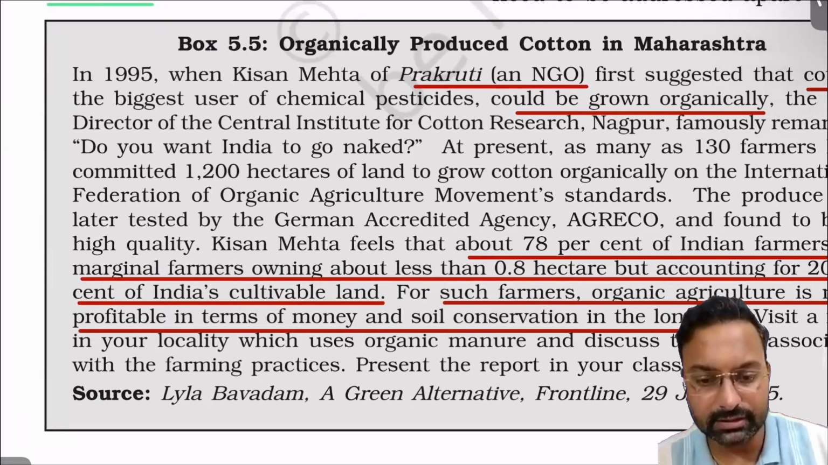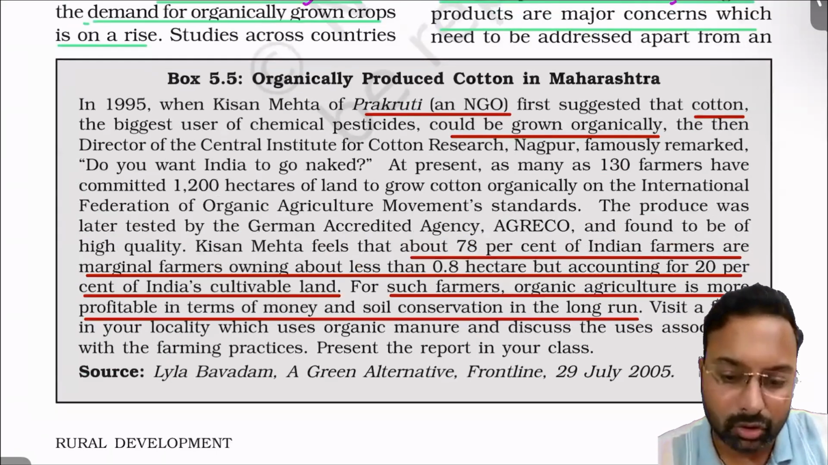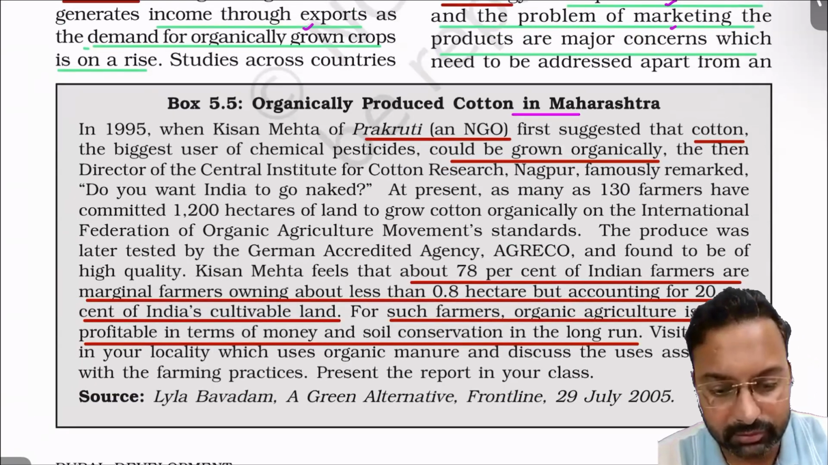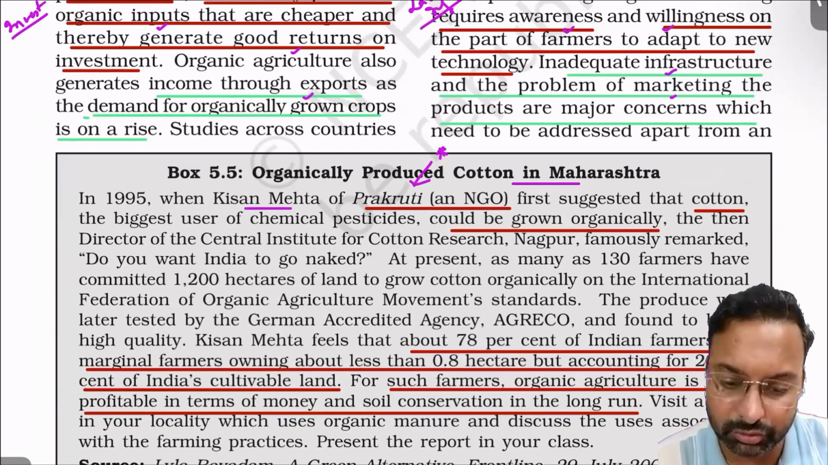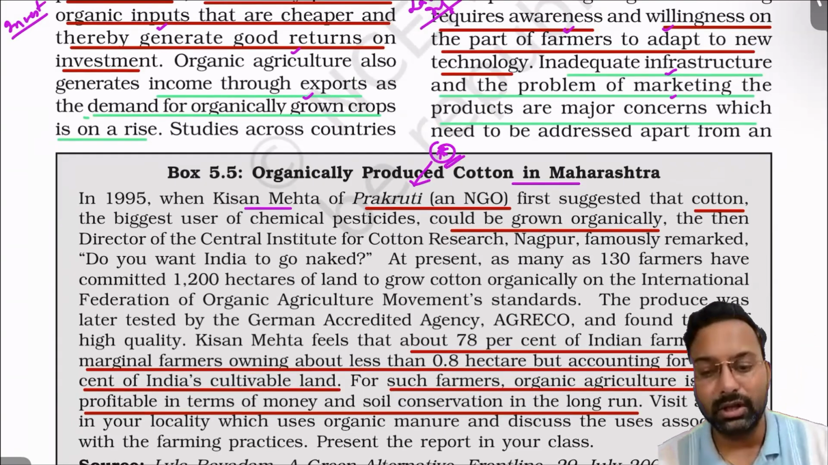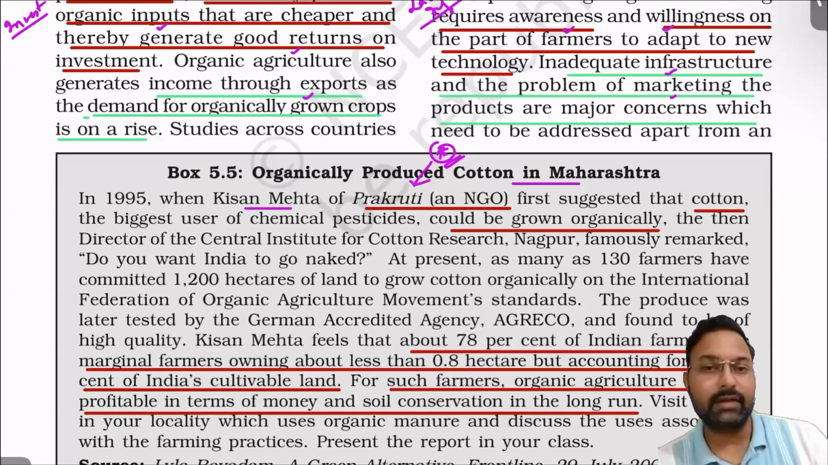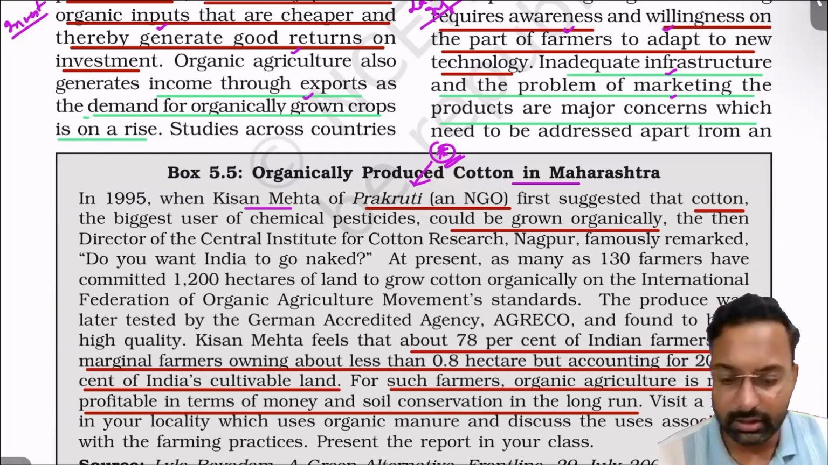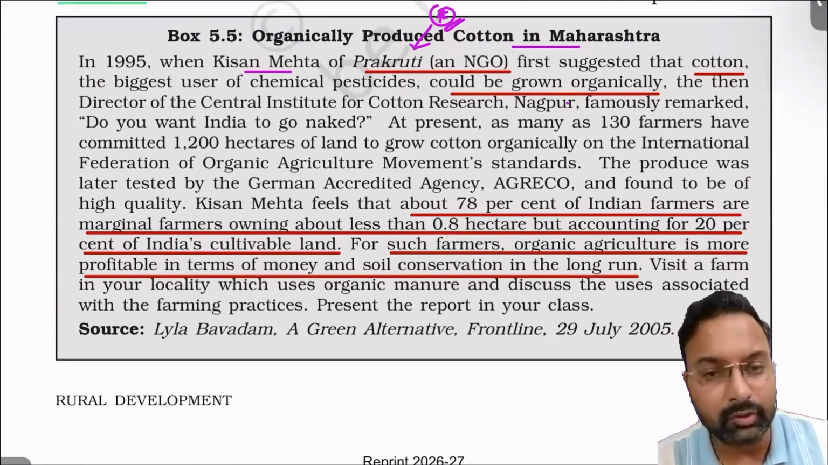Last, we will be seeing this box: organically produced cotton in Maharashtra, right? A person was there, Kishan Mehta. You don't have to remember this name, but you should remember this NGO, Prakriti NGO, right? He was from Prakriti NGO, and he was saying that cotton can be grown using organic inputs, right? But everyone was saying that it can't be done, because cotton is a very input intensive crop, right? It can be grown organically, but no one was listening to him.